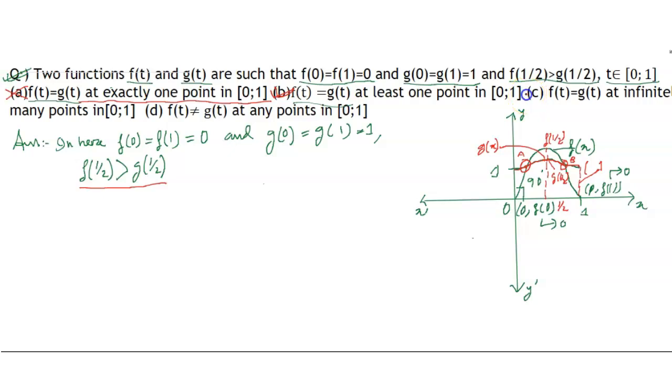Another option, that f(t) equals g(t) at infinitely many points, is not possible, because of f(1/2) and g(1/2), so this is not possible infinitely. And option D, f(t) does not equal g(t) at any point in [0, 1].